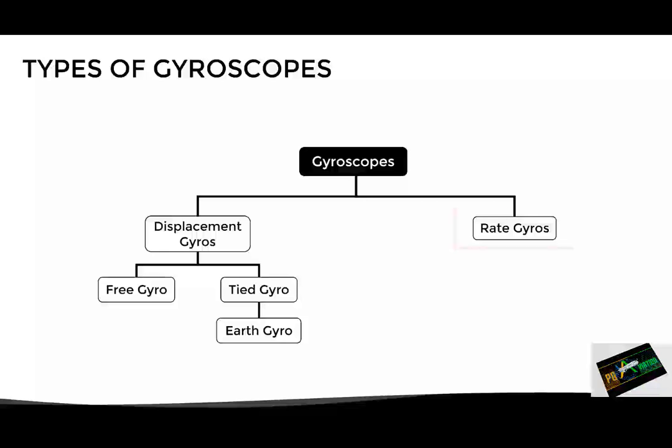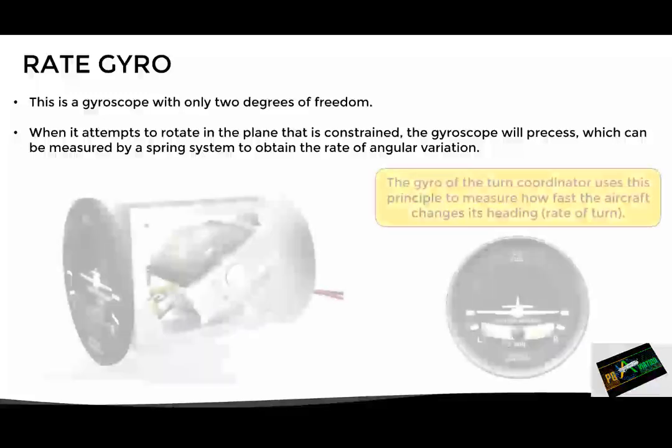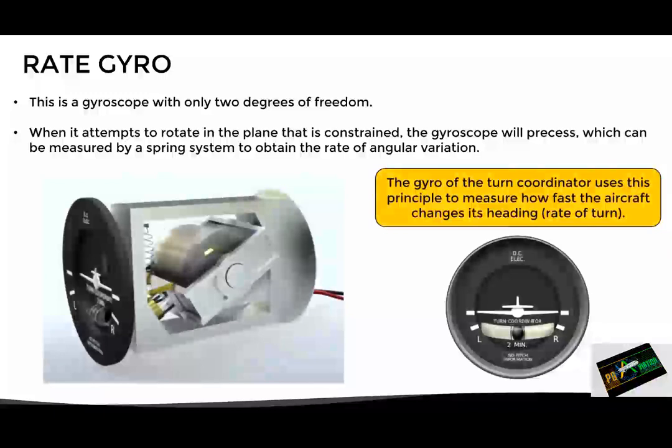Let's continue with the rate gyros. Basically, a rate gyro only has 2 degrees of freedom, which means that it is restricted in one of the axes. So when it attempts to rotate in the plane that is constrained, the gyroscope will precess, which can be measured by a spring system to obtain the rate of angular variation. This type of gyro can be found, for example, in the turn coordinator, where it is used to measure the rate of turn, or in other words, how fast the aircraft is changing its heading.